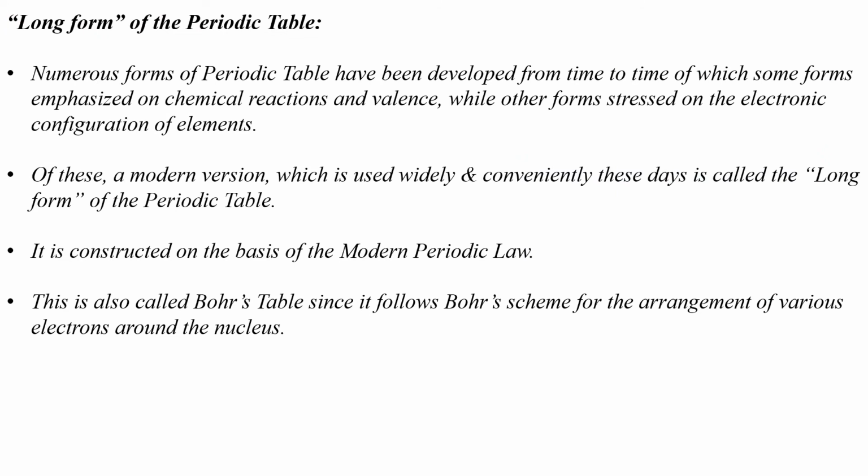Students, let's get acquainted with the present form of periodic table. Numerous forms of periodic table have been developed from time to time, of which some forms emphasized chemical reactions and valence, while other forms stressed the electronic configuration of elements. Of these, a modern version which is used widely and conveniently these days is called the long form of the periodic table. This periodic table is constructed on the basis of the modern periodic law. It is also called Bohr's table since it follows Bohr's scheme for the arrangement of various electrons around the nucleus.